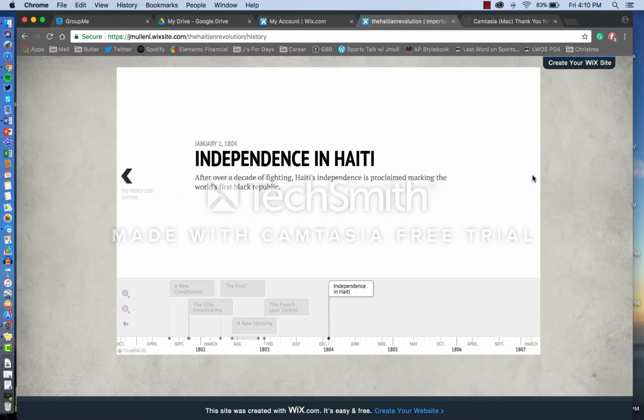And in 1804, after over a decade of fighting, there's officially independence in Haiti, marking the world's first Black Republic, on January 1st of 1804. This was the first time that a couple of things happened. One, marking the world's first Black Republic, but also this was truly the first slave revolt that actually resulted in independence. The American Revolution was not really based on slaves, but on the colonists.